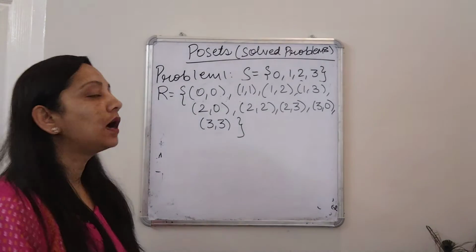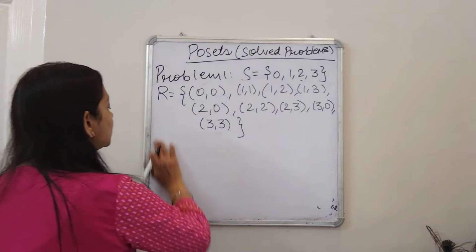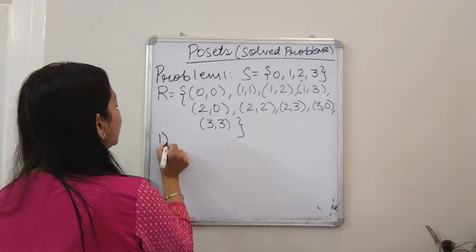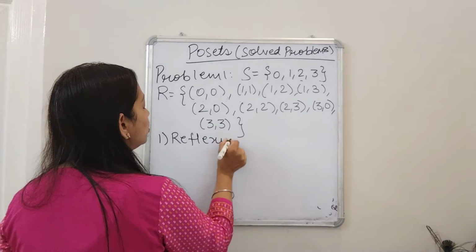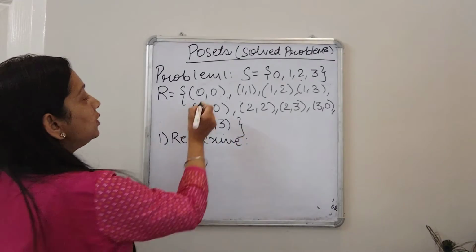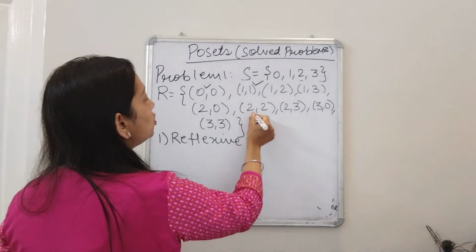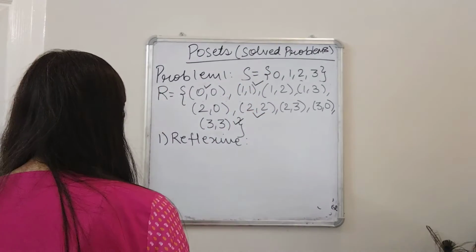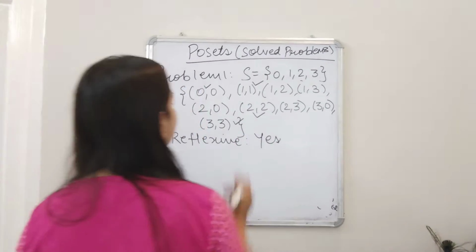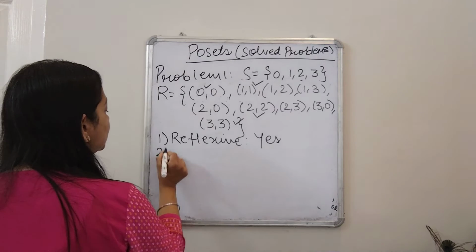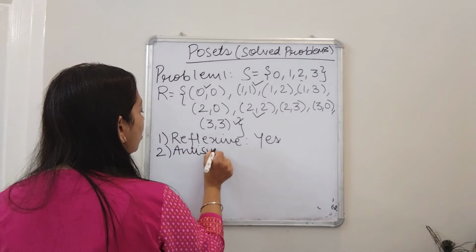So again, to find out if this relation is a partial order or not, I need to start from the starting. First of all, I'll check if it is reflexive or not. So 0 0 is here, yes. 1 1 is here, yes. 2 2 is here and 3 3 is also here. So that means I can say it is reflexive. Now let's see if it is antisymmetric or not.